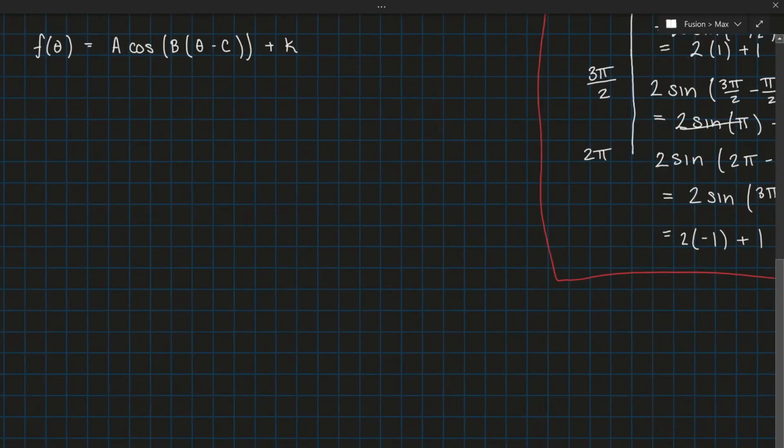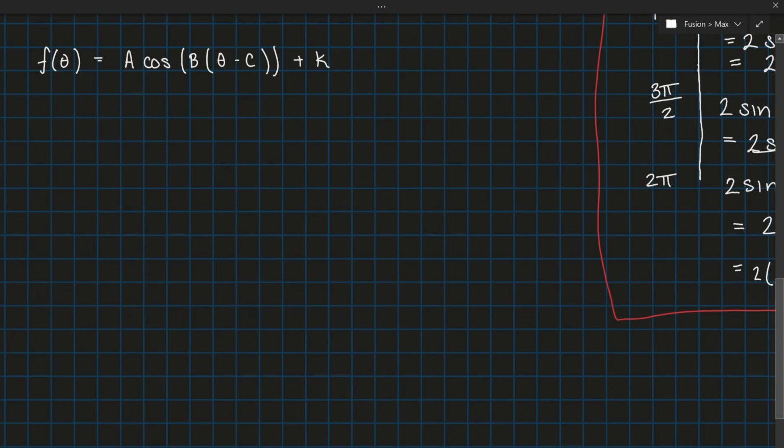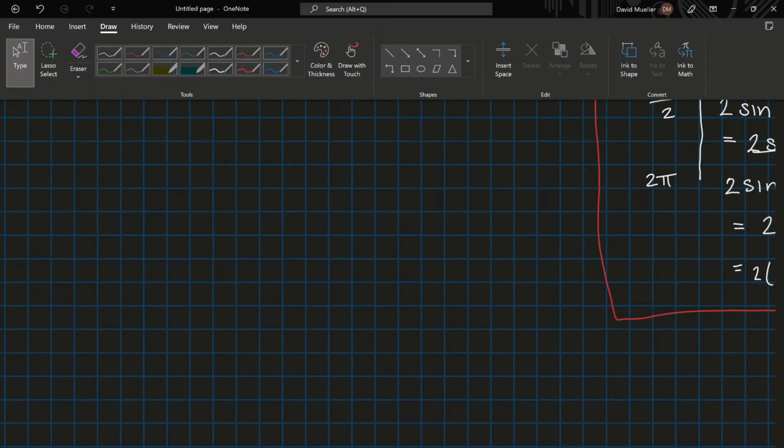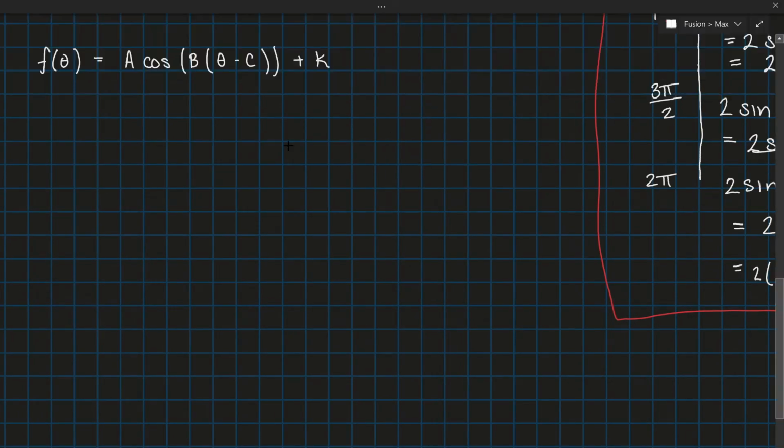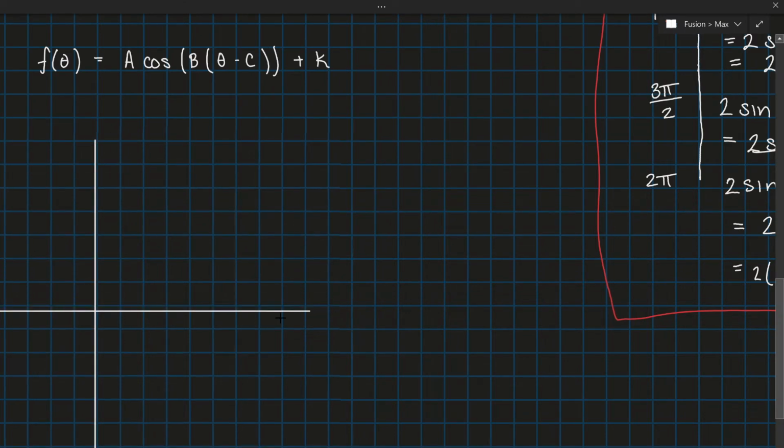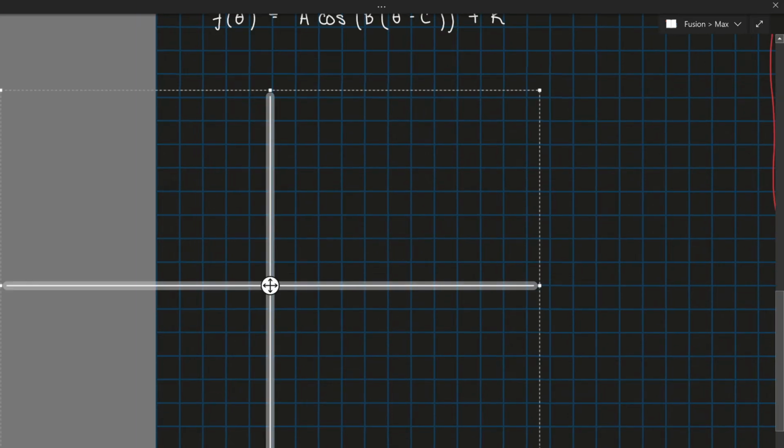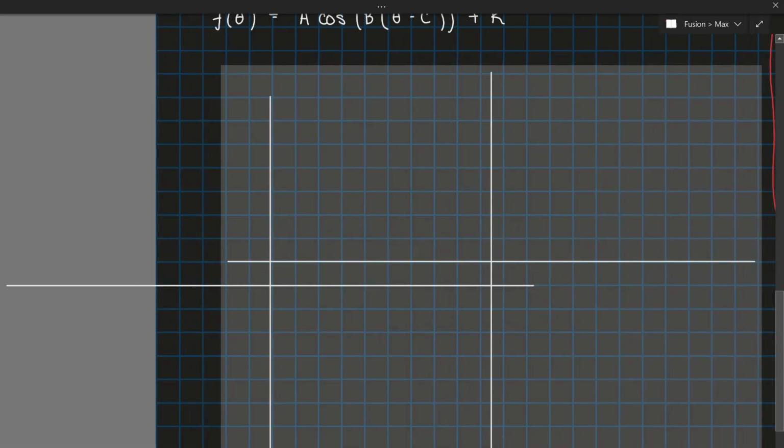All right. Now, the base function for cosine, I'm not going to go through all the transformations again because they're the exact same. I'm going to make this wider this time.